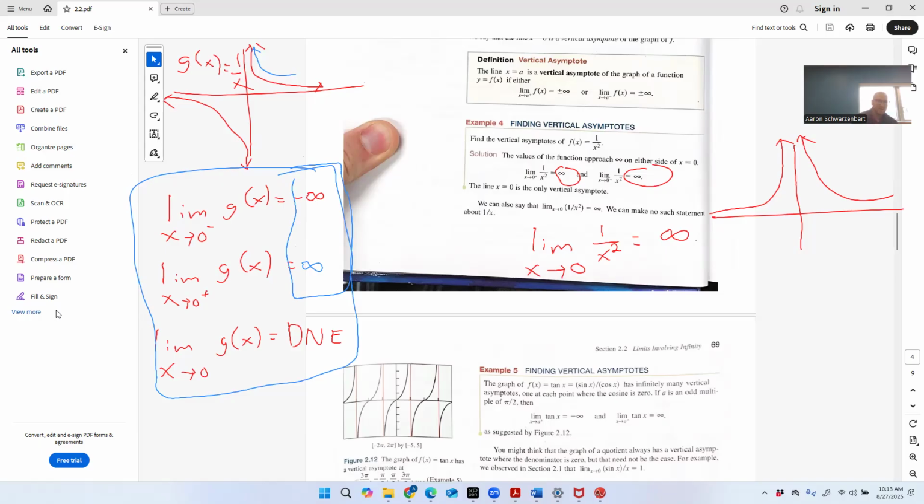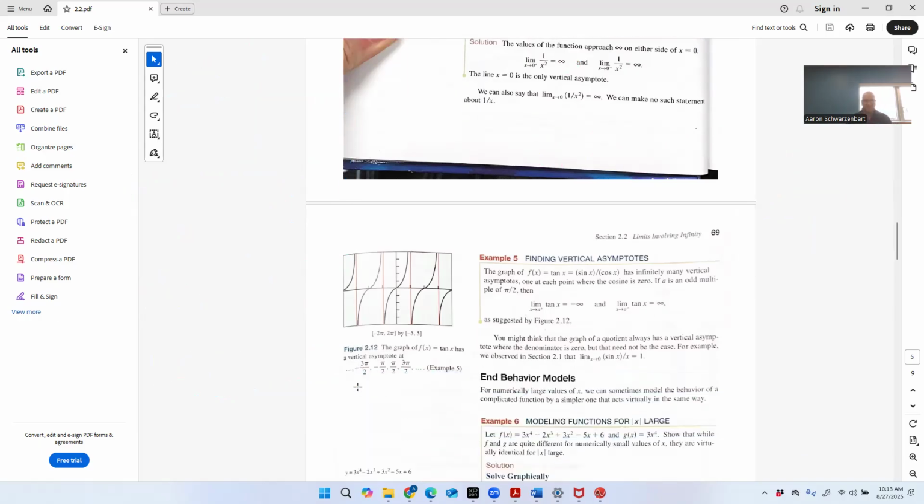We can look at the tangent. If you remember from pre-calc, the tangent has all these asymptotes where the cosine of x equals 0, because tangent of x is equal to sine x over cosine x. I'm pretty sure I proved that in pre-calc. You can believe it from me. Where cosine equals 0 are the ones you can see on the graph here: negative 3 pi over 2, negative pi over 2, pi over 2, 3 pi over 2.